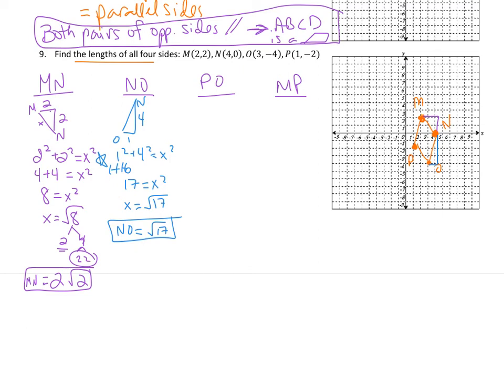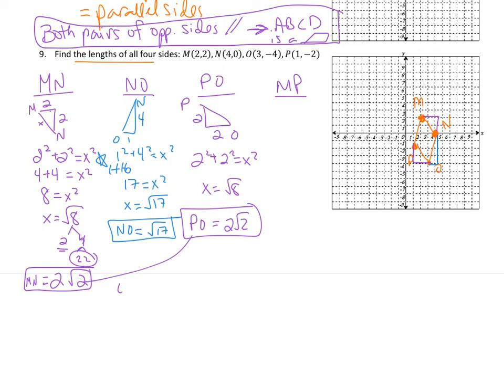On the PO side now, we have our O down below, P up above, and again we have 2 and 2. And if you notice, our triangle is going to look identical to this first one, so if you want, you could just skip all of your steps. Once we know it's 2 squared plus 2 squared equals x squared, and we know we'll get the square root of 8, then PO will be exactly the same. And these are opposite sides, so your opposite sides in your picture are going to be congruent to each other. So far so good in our picture.